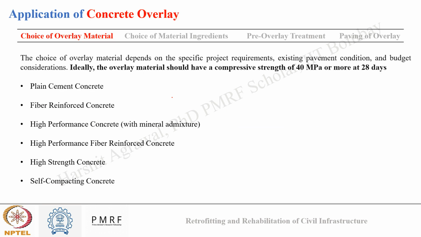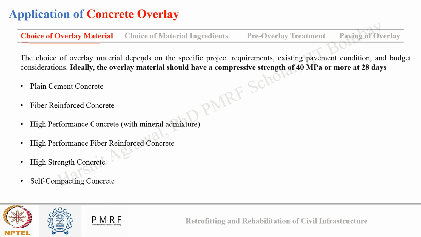Now, once we evaluate the pavement, make the choice of type of overlay I shall opt for, and identify and mark initial design considerations, the final step is the application of concrete overlay. The application step again has four parts: making the choice of material for overlay, then choosing the ingredients for that material, then carrying out pre-overlay treatment, and finally paving the overlay. So first part, choice of overlay material.